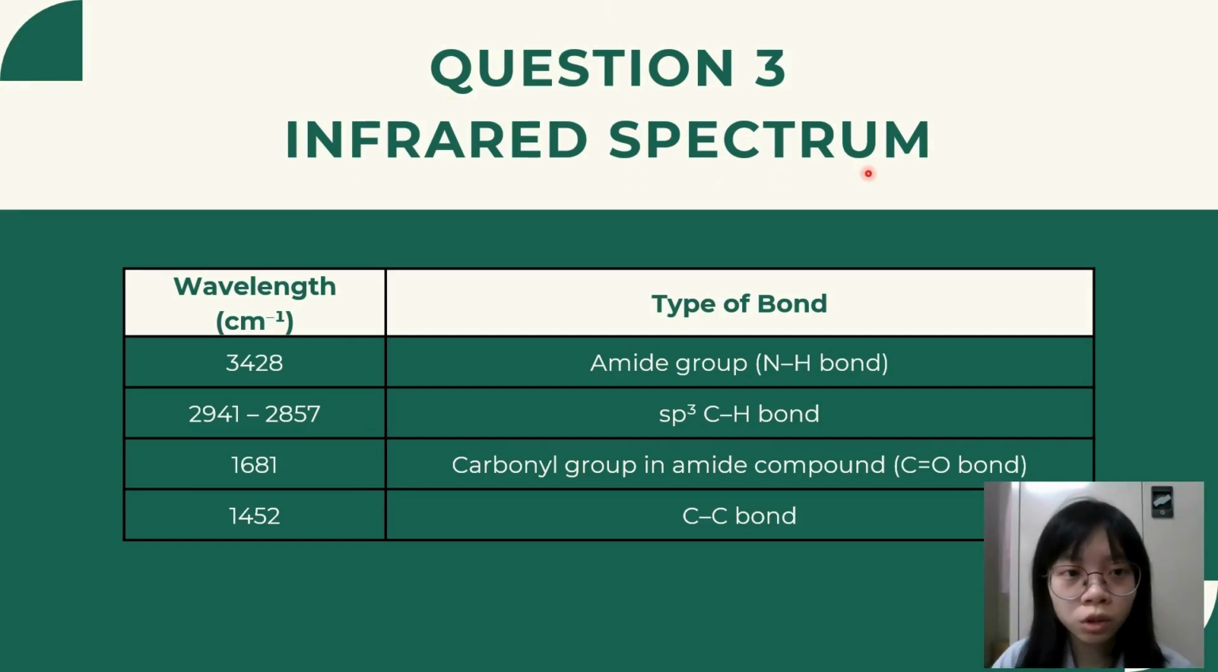This is the IR spectrum of question 3. There are 4 absorption peaks in the spectrum. The first one at wave number of 3428 indicates the presence of an NH bond in an amide group. The second one at wave number of 2941 to 2857 indicates the presence of an sp3 CH bond. The third peak at wave number of 1681 is due to the vibration of the carbonyl group in an amide compound. And the last peak at wave number of 1452 is the stretching of a CC single bond.